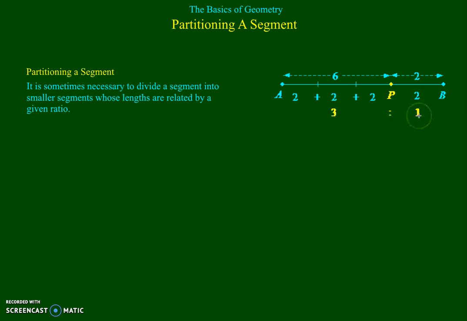3 here, 1 here. So the idea here is to break up your original segment into 4 equal pieces, 3 of which will be on one side of your target point and 1 on the other side of your target point. If the ratio was 3 to 2, we would have had 5 total pieces, and we would have had 3 pieces on one side and 2 pieces on the other. So that's really all there is to it. It's a fairly straightforward process. Let's go ahead and look at an example of doing this, just so that you can get a clearer picture of it from scratch.